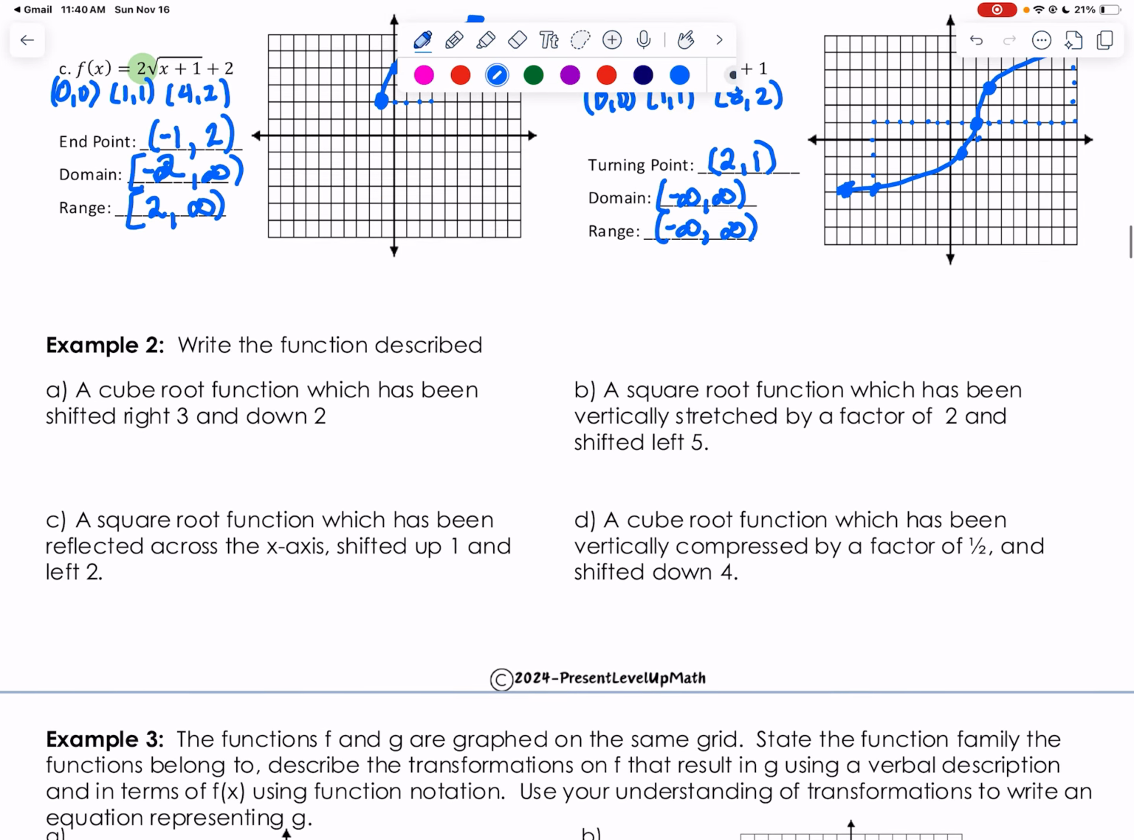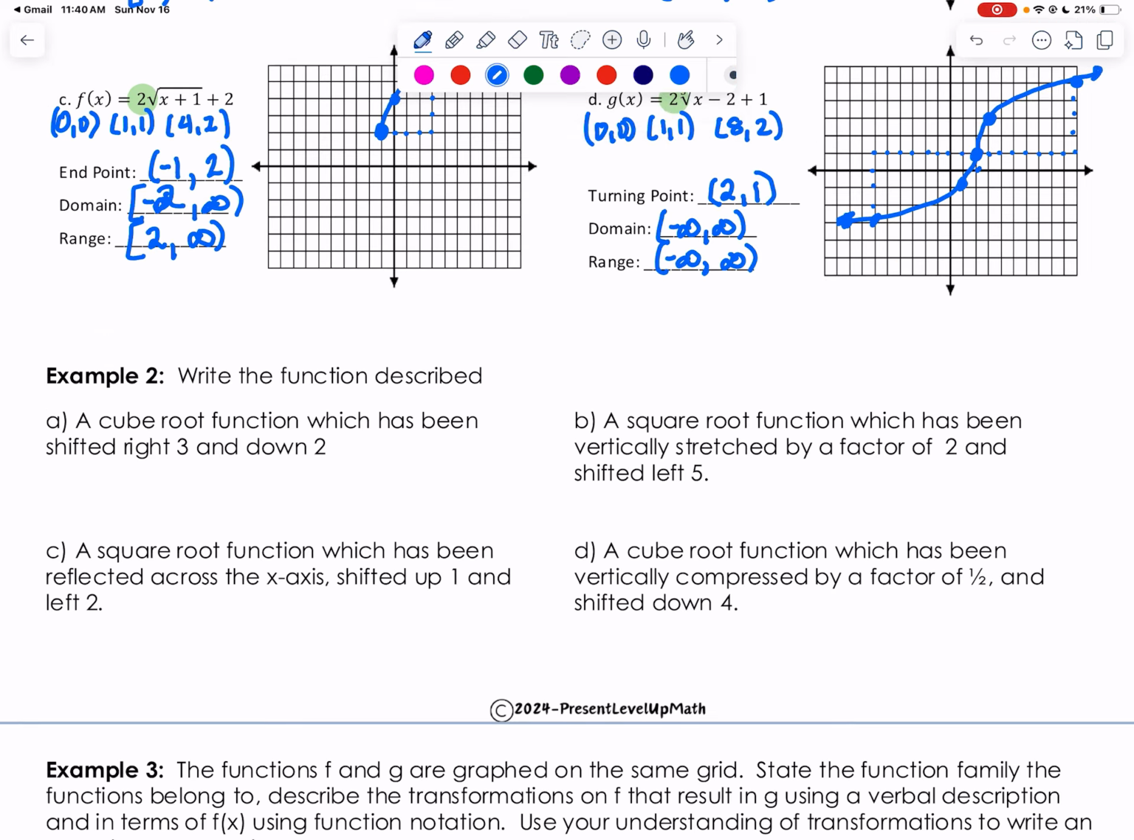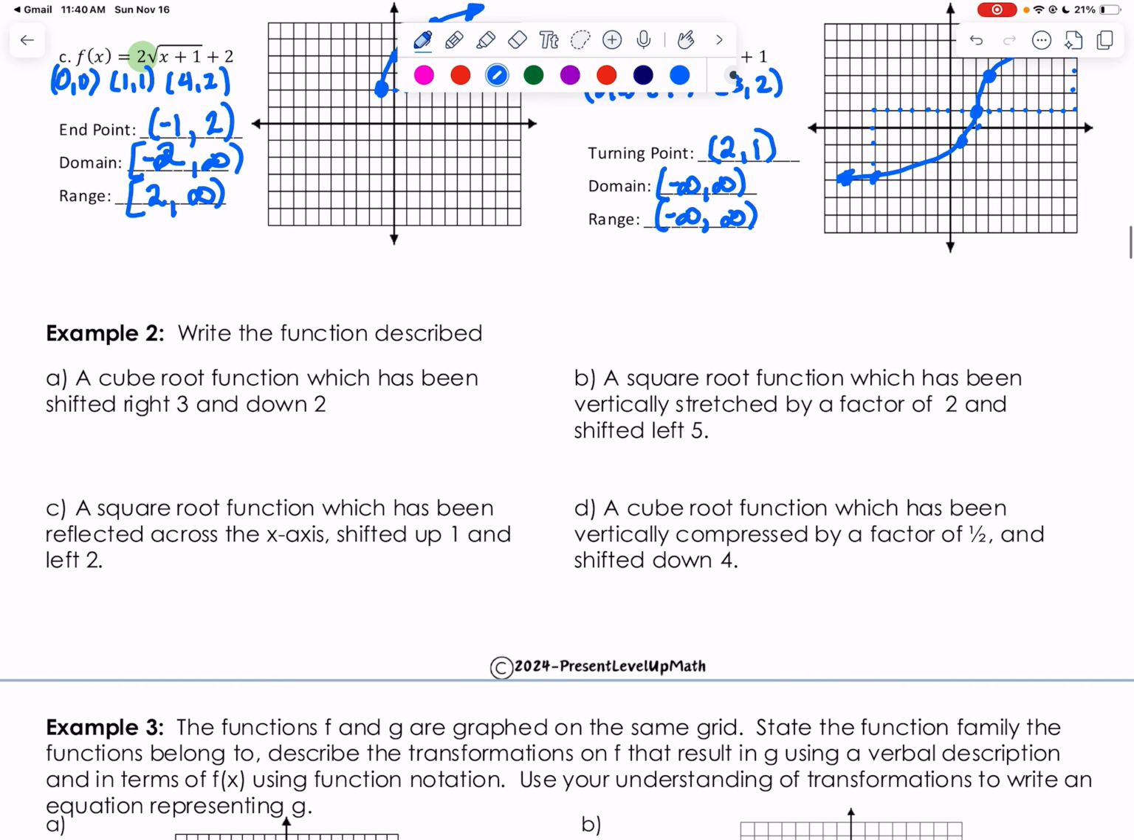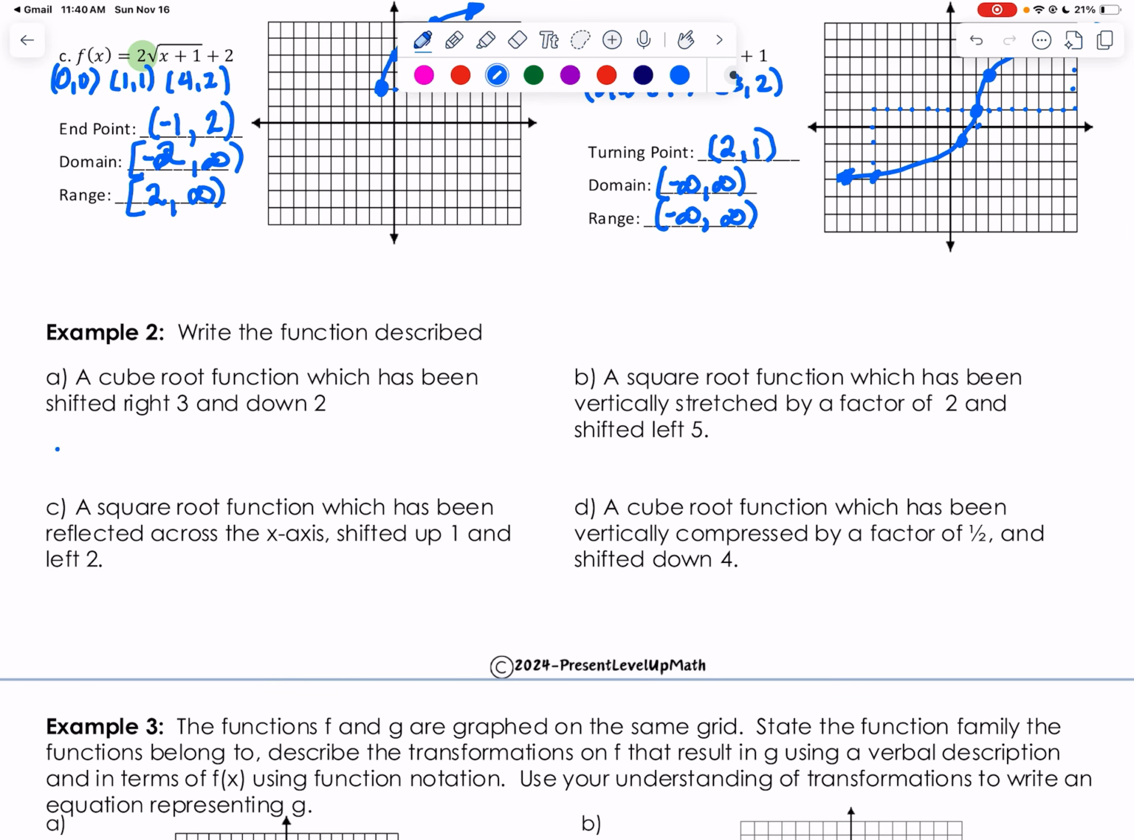All right, example 2. Write the function described. We have a cube root function. So that would be, let's see, f of x equals cube root of x, which has been shifted right 3 and down 2. So x minus 3 would be right 3, and down 2 would be minus 2.